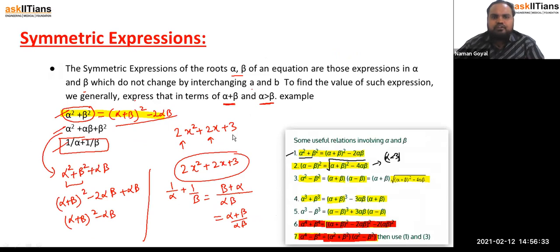Now we learned about symmetric expressions. We learned how we find the values which are symmetric in alpha and beta, in terms of alpha plus beta and alpha beta, and how we solve questions with the help of that concept. If we have the value of alpha plus beta or alpha beta, then how do we solve that? We learned about that.